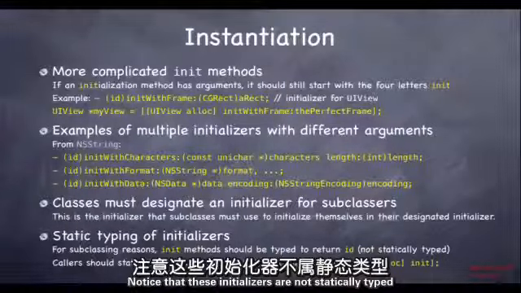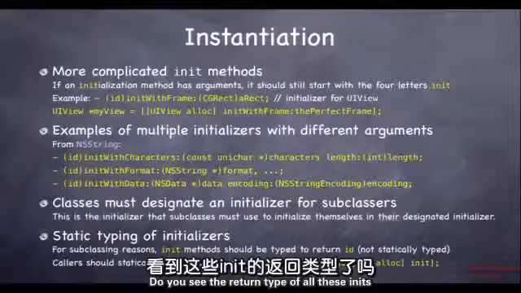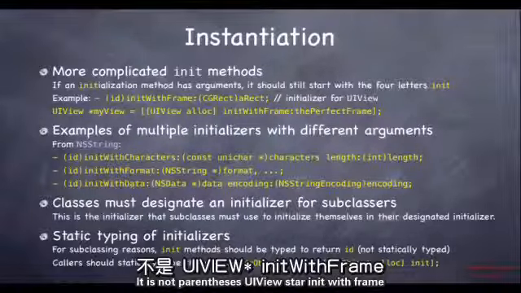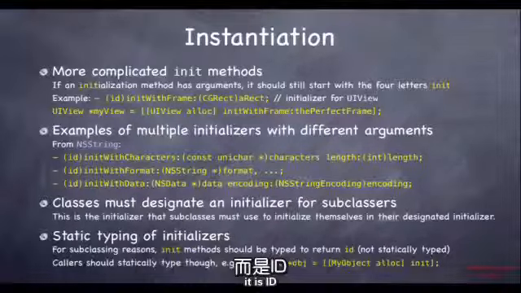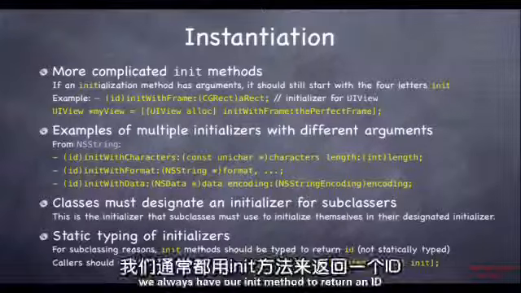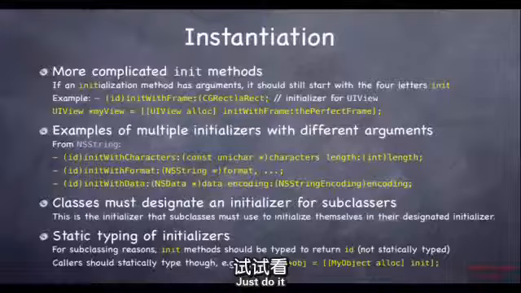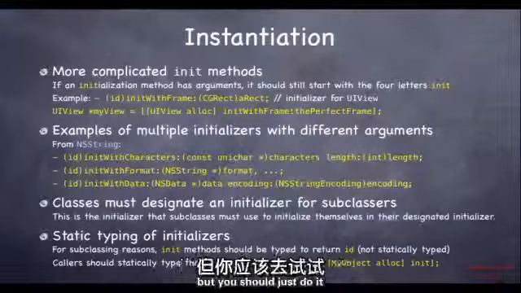Notice that these initializers are not statically typed. Do you see the return type of all these inits? It's not parentheses UIView star init with frame. It's id. Okay? And for subclassing reasons, we always have our init methods return an id. Okay? Just do it. You might be tempted not to do it, but you should just do it.